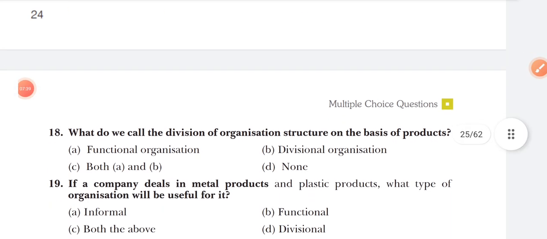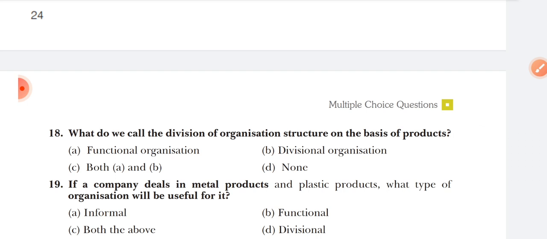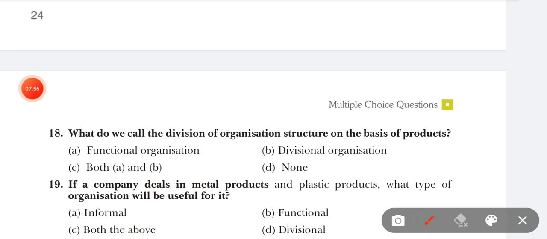Question 19. If a company deals in a metal product and plastic product, what type of organization will be useful for it? A. Informal. B. Functional. C. Both the above. Or D. Divisional. And the correct option of this question is option D. Divisional.